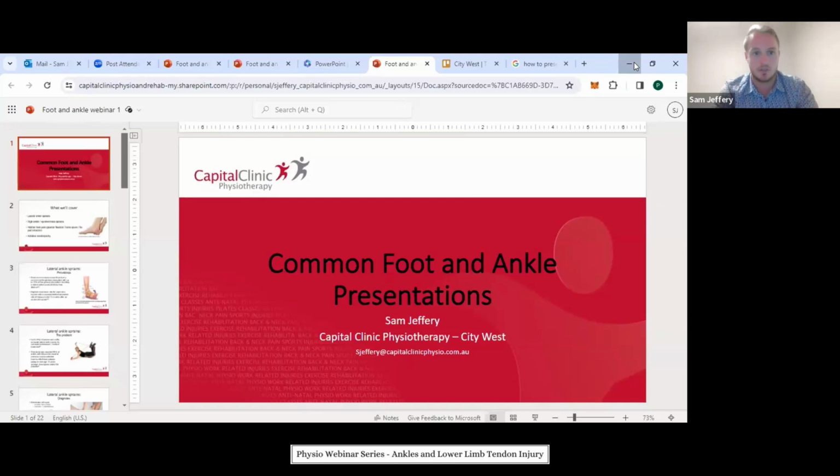So lateral ankle sprains. These are the most common injury in sports and really common in the general population as well, with up to 70% of people reporting having a lateral ankle sprain in their lifetime. And not only are they highly prevalent, but they also have a really high recurrence rate, with a reported twofold increase in risk of re-injury in the 12 months after an acute sprain.